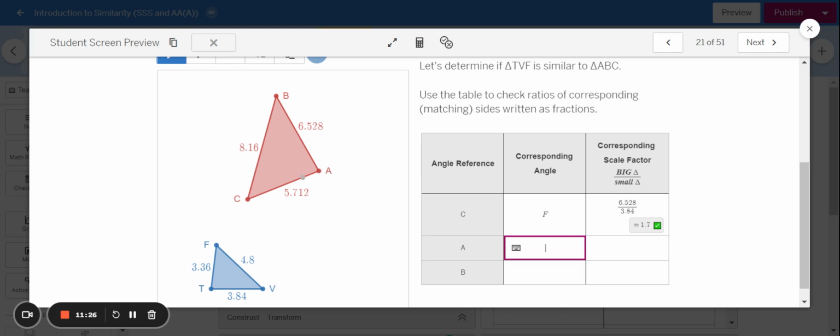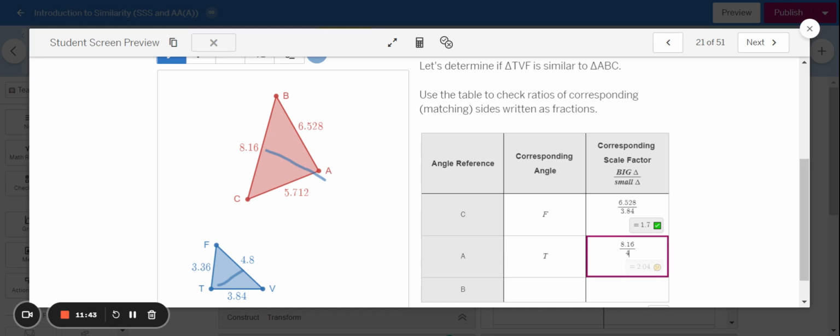Okay, so A goes to the biggest side. Everyone see that? So this one points over there. The biggest side over here corresponds with T. So I'm going to put a T there. We're going to do big to small. So that means the red one goes on top and the blue one goes on the bottom.